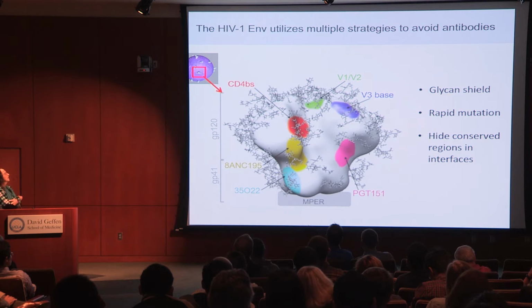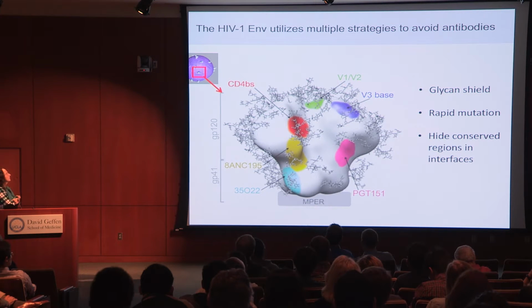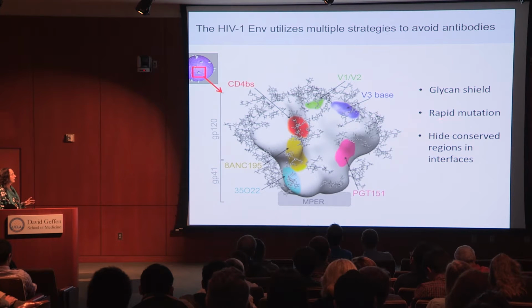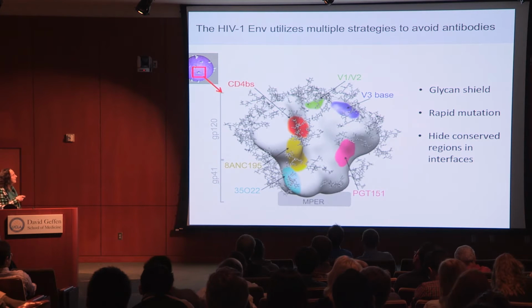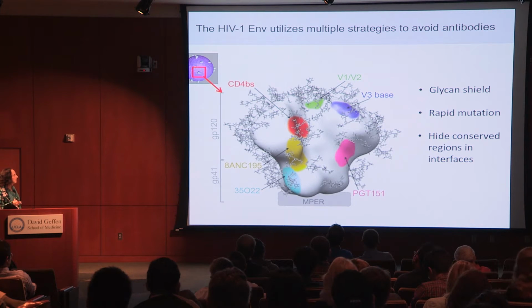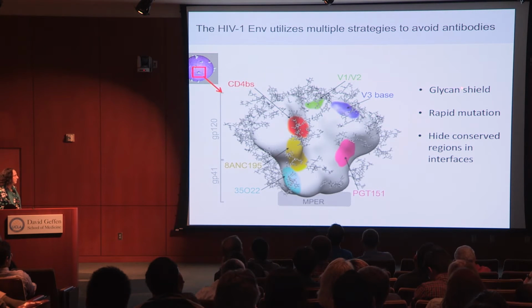So when we started working on HIV about 10 years ago, I read all the reviews, and they gave these as reasons for why HIV is such a problem. And it seemed like there must be something else, because other viruses have these same tricks. Like influenza virus has a glycan shield on its envelope proteins. It undergoes mutations, and it hides conserved regions and makes them inaccessible to antibodies.